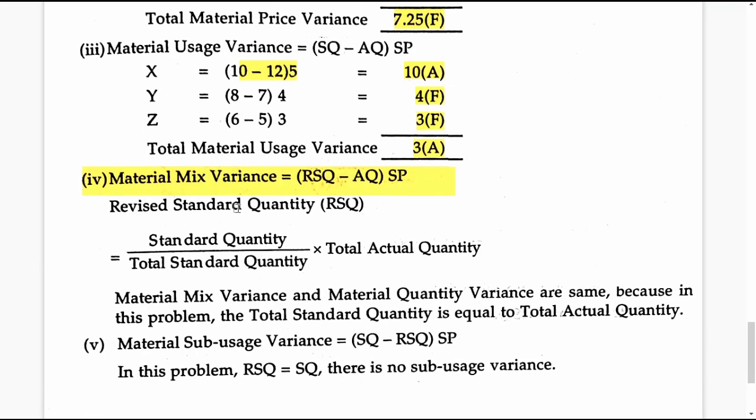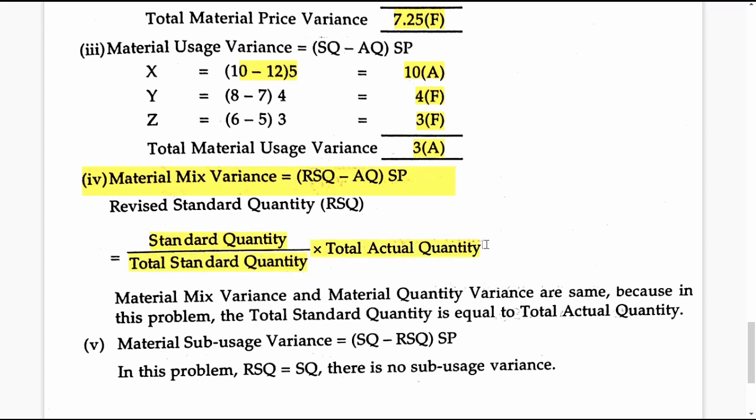Now let us calculate material mix variance. What is the formula for calculating material mix variance? Revised standard quantity minus actual quantity into standard price. What is the formula for calculating revised standard quantity? Standard quantity of each material divided by total standard quantity into total actual quantity.